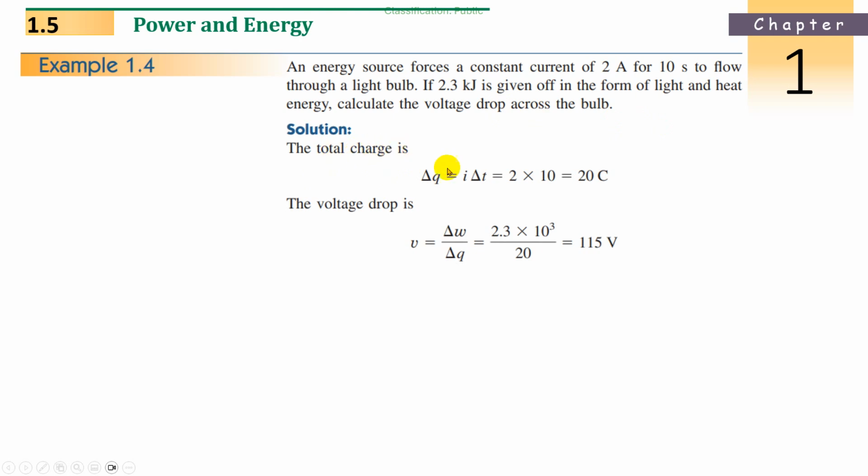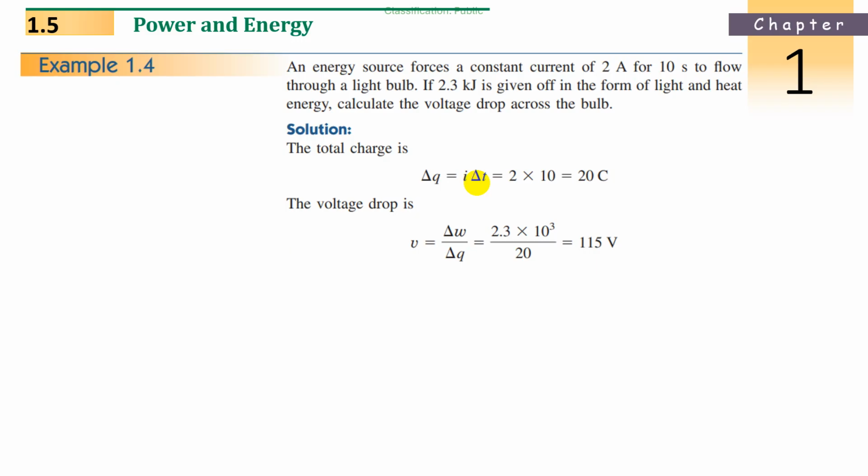We know the total charge. What is the total charge? He is telling clearly for how many seconds? 10 seconds. So how much charge? Delta Q. Total charge is nothing but current times T. Time rate of charge is nothing but current. If you reverse it, multiply the current with the time, it is charge. I equals the time rate of charge, dQ by dt.